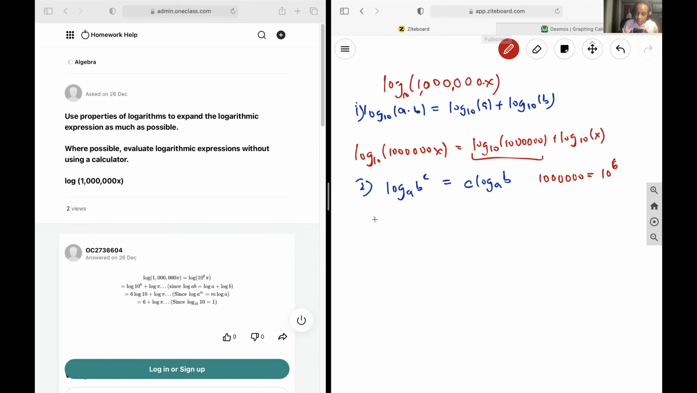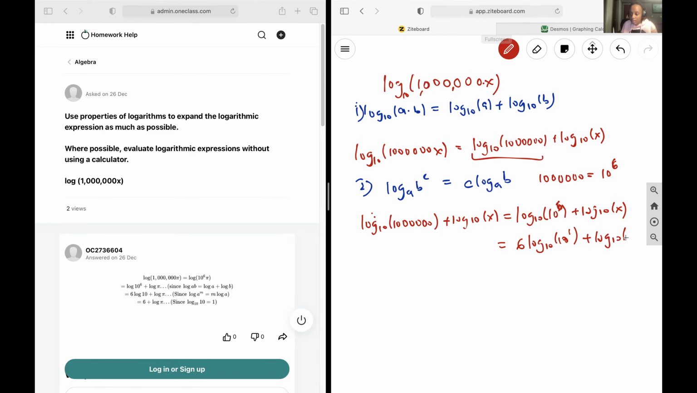So this means that log 10 is equal to log 10 to the power of 6, and this finally becomes 6 log to the base 10 to the power of 1, because we're just going to leave the 10 on its own, so that's 10 to the power of 1 plus log base 10x.